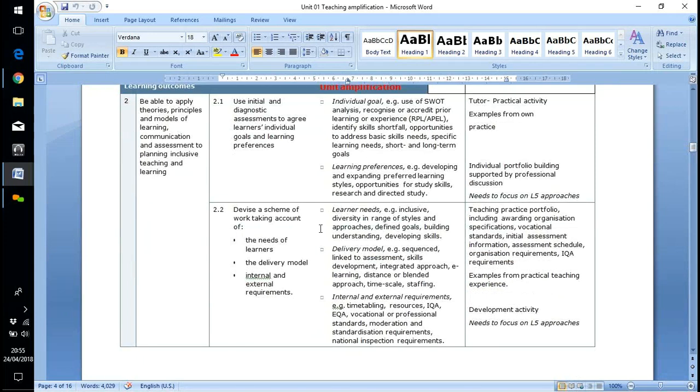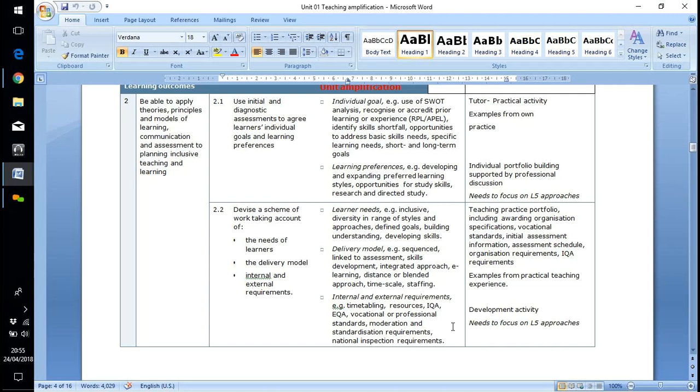Again, learning needs, inclusive diversity, range of styles, approaches, define goals, building understanding, developing skills, sequence line, linked to assessment, skills development, integrated approach, distance or blended approach, timescales and staffing. All these things that you could talk about when you're putting your links into the actual evidence that you're going to produce, yeah? Internal, external requirements, how things are timetabled, resources that you've got, vocational or professional standards. These are for like all the adult training, yeah.